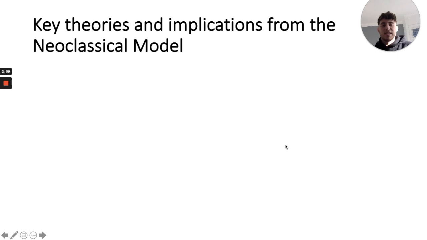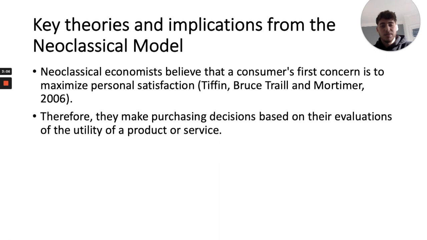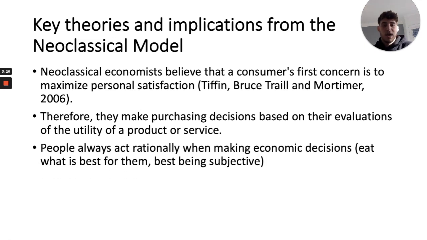So the key theories and implications from the neoclassical model are that a consumer's first concern is to maximize their personal satisfaction. Therefore, when you make a purchasing decision between 2 goods, you'll make it based on your evaluation of the utility that you'll derive from the product or the service. We also assume in the neoclassical model that people always act rationally when making these economic decisions. They'll do what is best for them, best being subjective, of course.